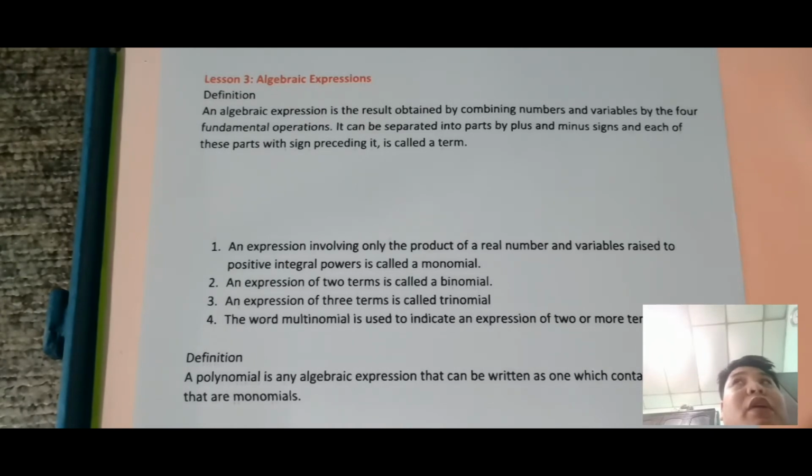Okay, so ulit, ano nga ba si algebraic expression? Siya ay combination ng number and variable. So meaning may number and variable sila. So as long as may magkasamang number and variable, algebraic expression. Tapos nase-separate siya. Kada separate niya, nase-separate lang siya through minus and addition. So yun yung first term, second term, third term. Okay, so bigay nga po, sir, ng mga example ng ating algebraic expression.